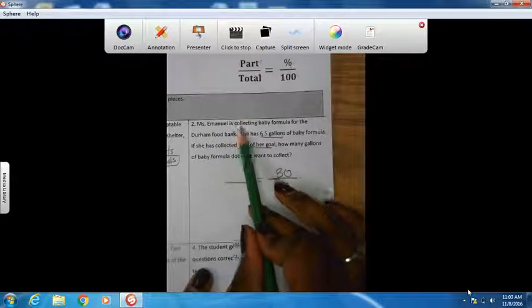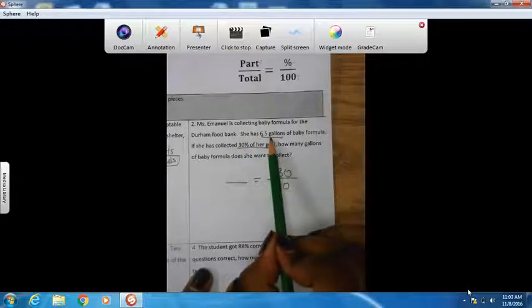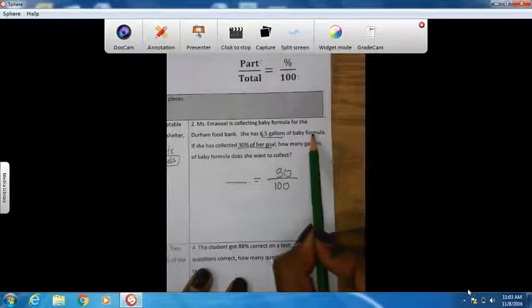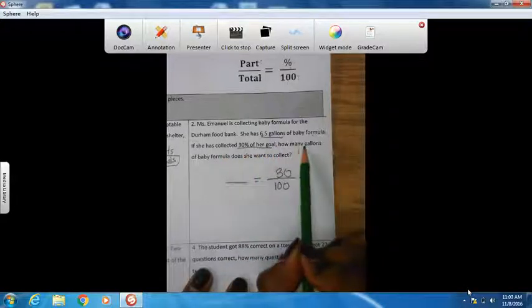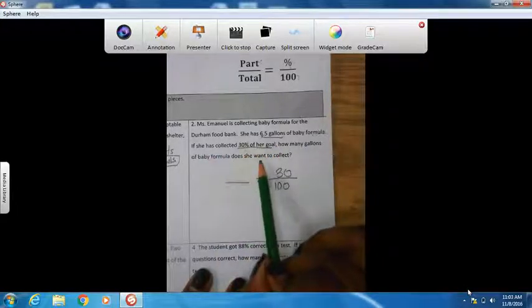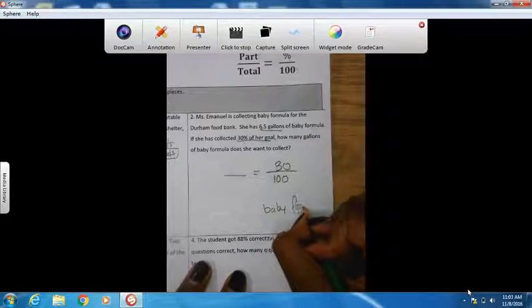Miss Emanuel is collecting baby formula for the Durham Food Bank. She has 6.5 gallons of baby formula. If she has collected 30% of her goal, how many gallons of baby formula does she want to collect? Alright, so this whole problem is just talking about baby formula.